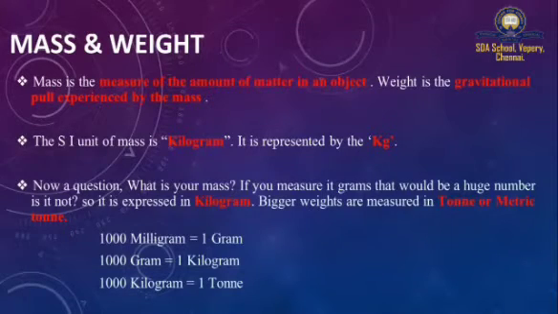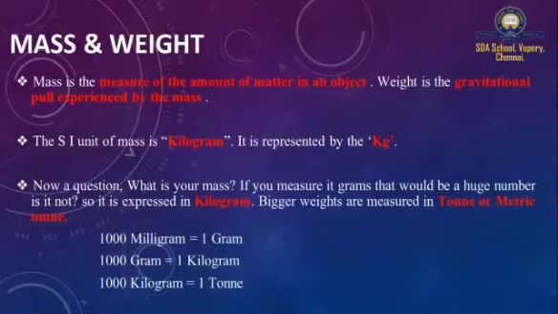Therefore, the pull on the book is more than that of the paper. Therefore, one hand has to give more force to hold the book than the paper. What we experience is called heaviness. So, the SI unit of mass is kilogram and it is represented by kg. So what is the SI unit of mass? It is kilogram and it is represented by kg. So now a question. What is your mass? If you measure it in grams, it would be a huge number, right?